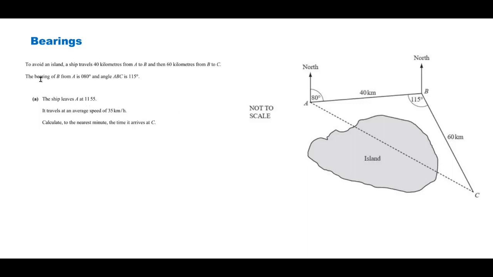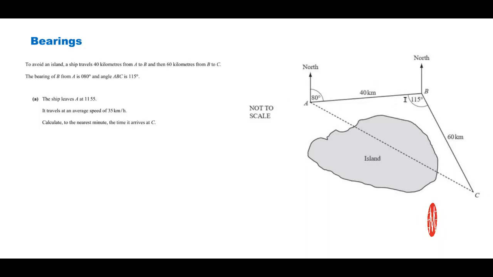To avoid an island, a ship travels 40 km from A to B and then 60 km from B to C. The bearing of B from A is 80 degrees and the angle ABC is 150. A ship moves from A to B and then from B to C because there is an island, so this ship cannot go directly from A to C.